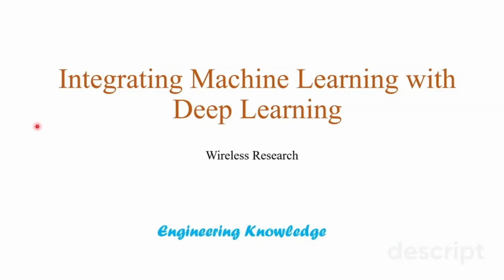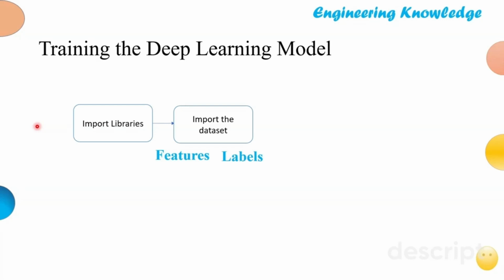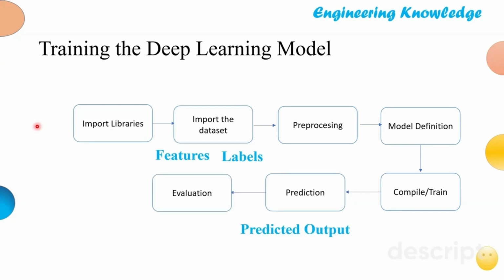Welcome to the new lecture of the course Wireless Research on the channel Engineering Knowledge. Let us investigate how we can integrate machine learning models with deep learning models. As a recap of the previous deep learning model that we have seen, the various procedures that we take care of are importing the libraries, importing the data set, which will be features and labels, preprocessing, model definition, compiling and training, prediction, which will be the predicted output, and the evaluation process.